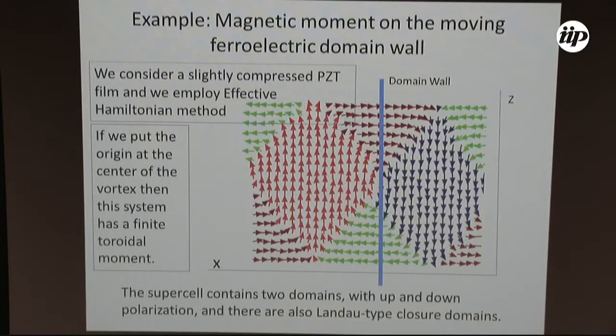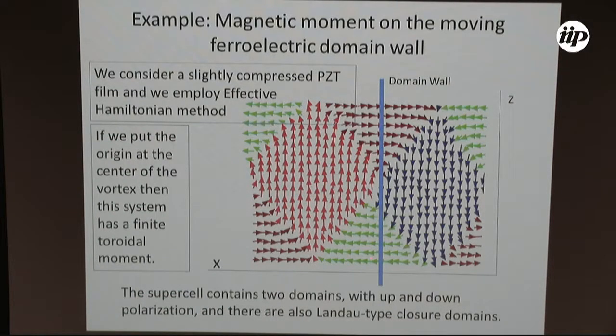ferroelectric domains. So here is your first example, PZT, and you see a thin film, and this is one domain with up polarization, sorry, not spins, displacement, polarization. And the other domain with down displacement. This is a ferroelectric, not a magnet, and that's why it's a mess to mix magnetic stuff with spins and polarization. And here you see closure domains, which are Landau type domains. This one looks to the right, this to the left, and finally we have a vortex if we place the origin of the coordinates at the middle of this picture. In this case, the toroidal moment is finite and maximal with this choice of the origin.